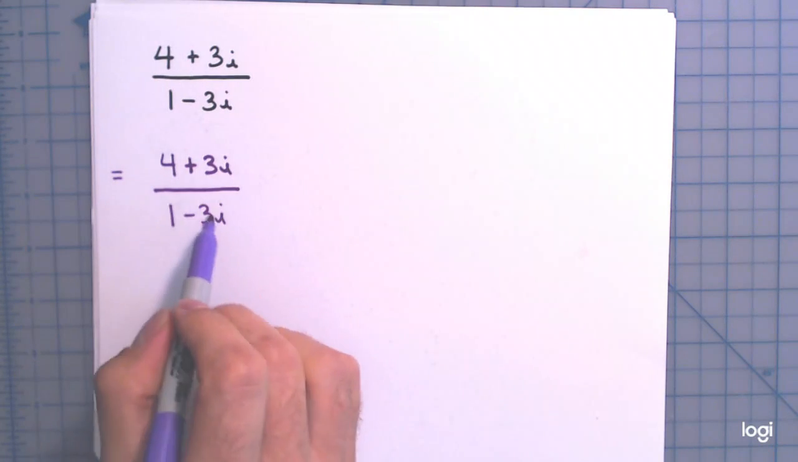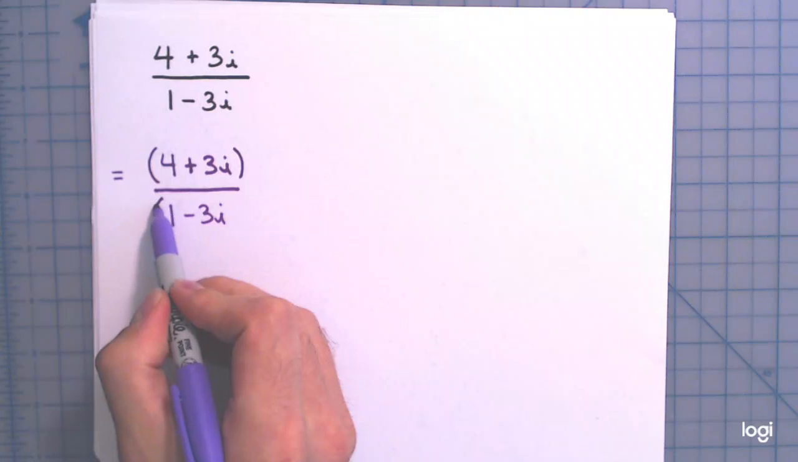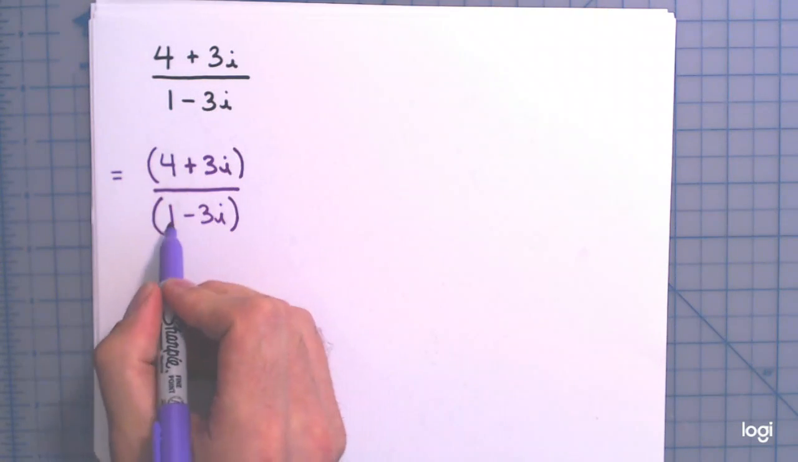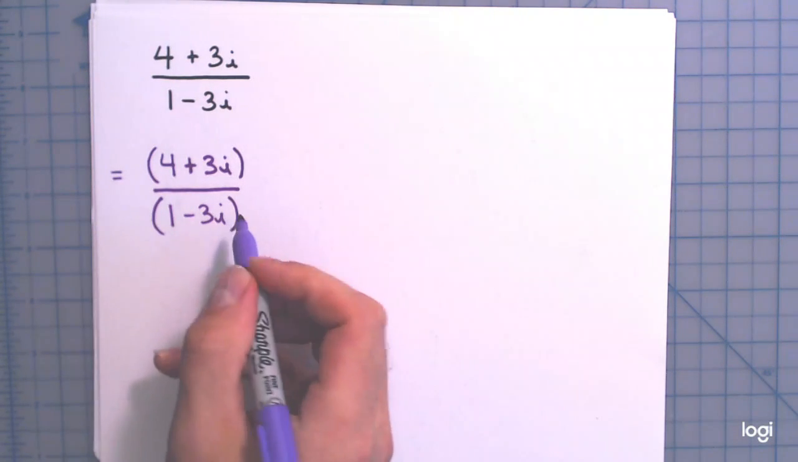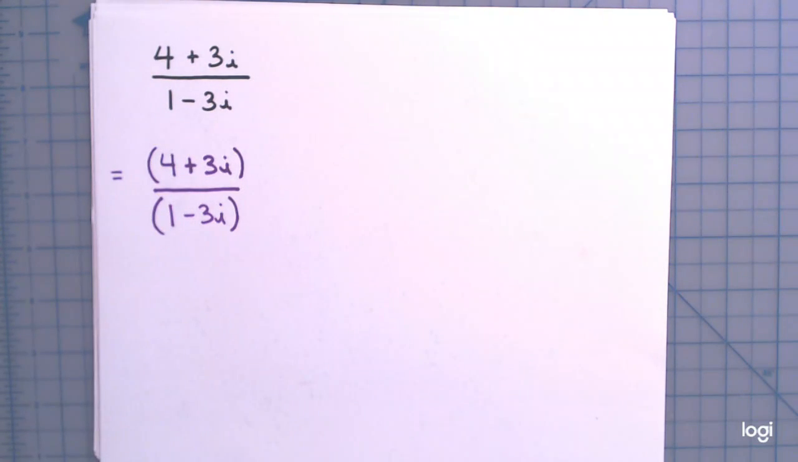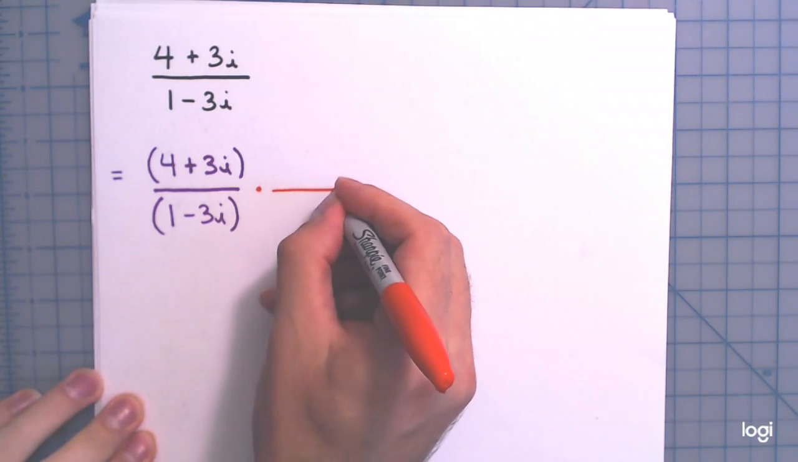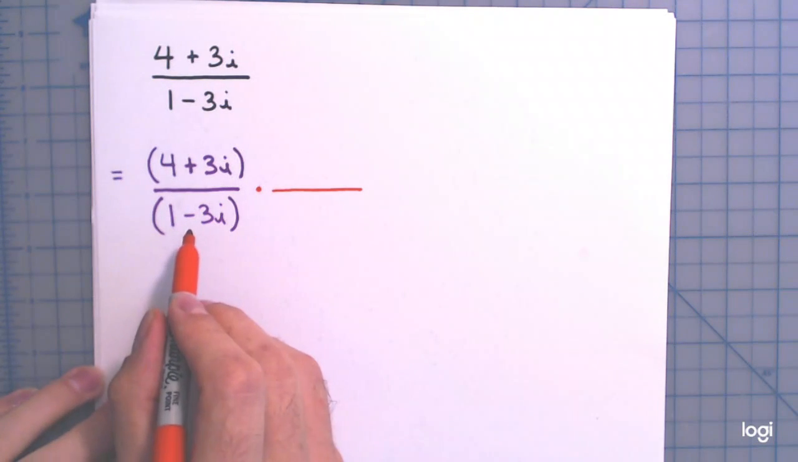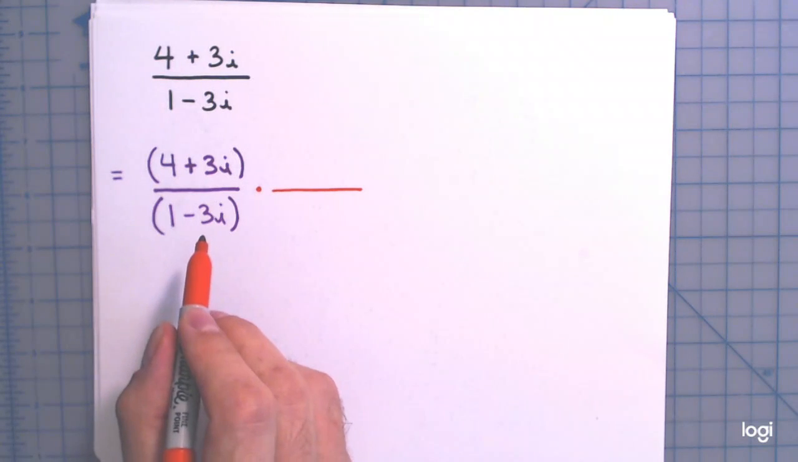And because we're going to be multiplying these by something, I'm going to put them in parentheses, right? They both have multiple terms. So that whole thing is the numerator, 4 plus 3i, put in parentheses. That whole thing is the denominator, 1 minus 3i, I put in parentheses. And I'm going to multiply the numerator and denominator by the conjugate of the denominator, right? Because I want to have a real number in the denominator, no more i in the denominator.